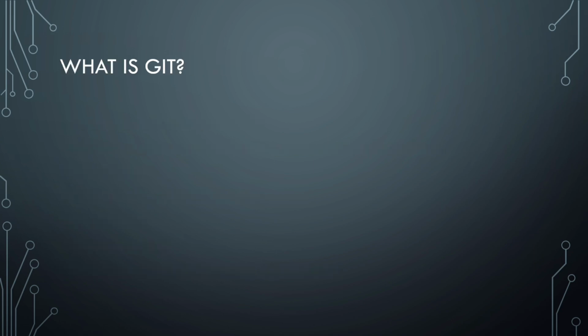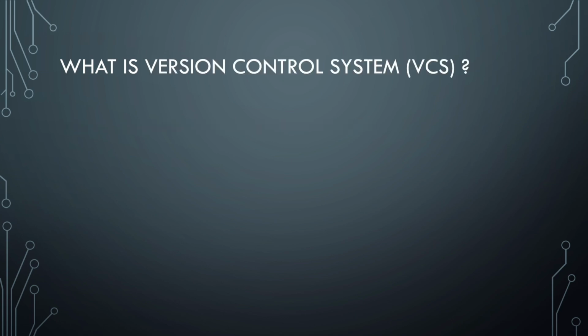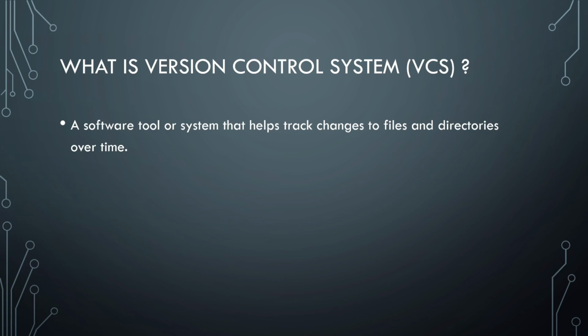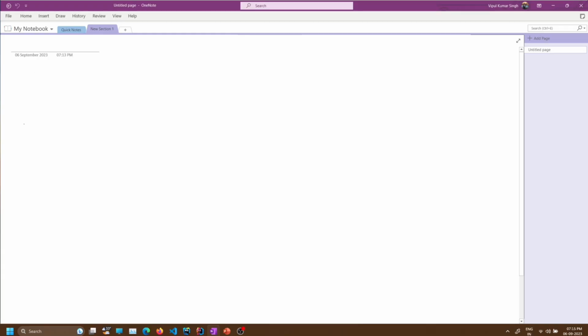So first let us talk about what is Git. Git is a distributed version control system, or DVCS. Now you might be thinking, what is a VCS? So, let's talk about it. A version control system is a software tool that tracks changes to files and directories over time. Let me make it clear using a diagram.